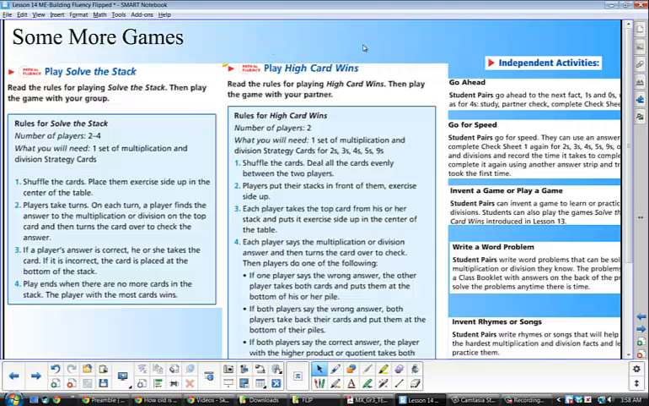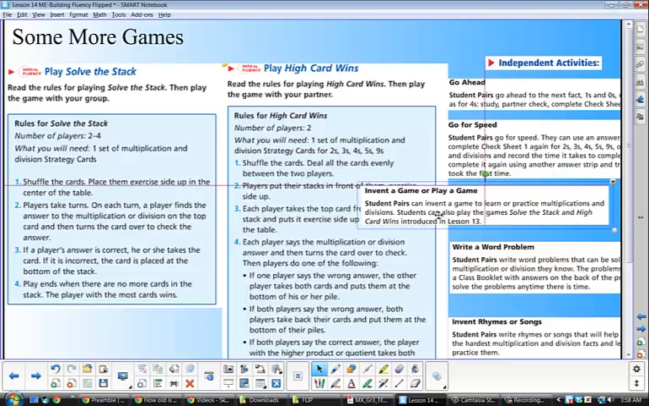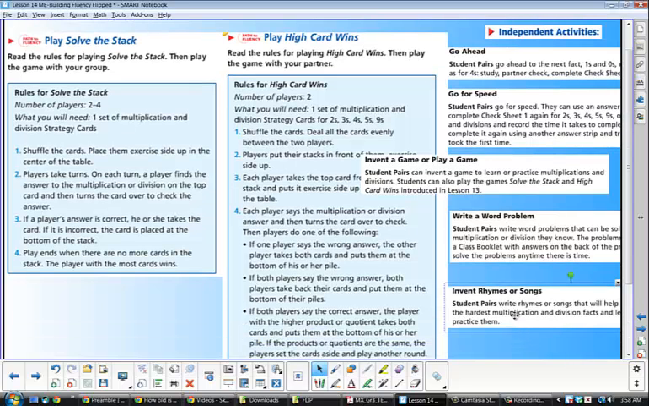There's a couple other games, but I wanted you guys to see that there's some ways that you invent. Invent a game or play a game. Student pairs can invent a game and they can play solve the stack, play hard cards. These will actually go home with you, but go for speed. You do that all the time when you do your multiplications. Invent a rhyme or a song. Come up with a rhyme or a song. And last but not least, write a word problem.